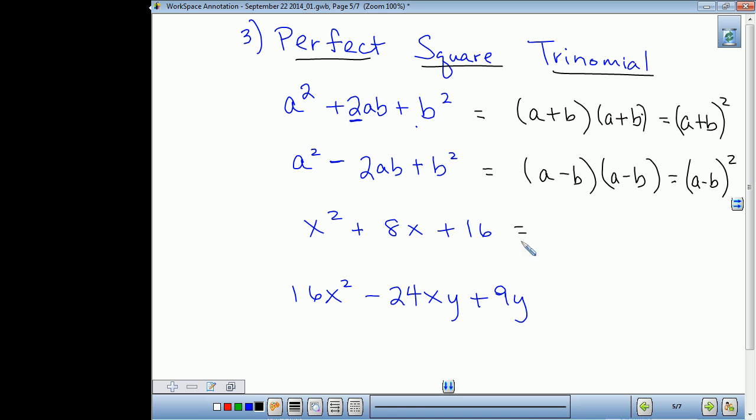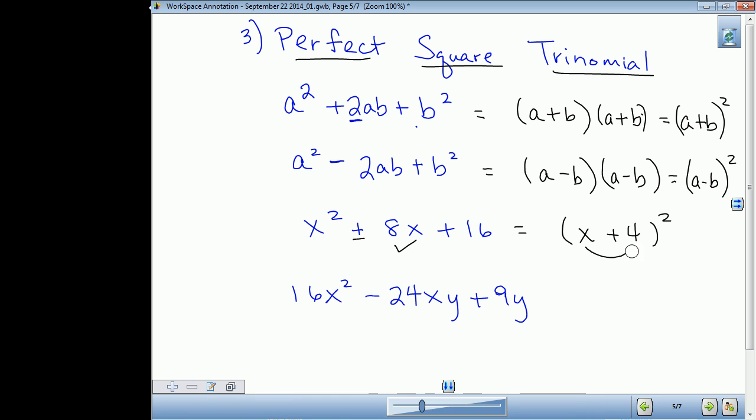Okay, so when it's 3 terms, and we notice that the first term is a perfect square, and we notice that the last term is a perfect square, we're going to try to write it as a binomial squared. What is the square root of x squared? X. What is the square root of 16? 4. And because this is positive, this should be positive. Because remember when we were squaring binomials, we square the first, we double the product. If I double this product, do I get that middle term? Yes. And we square the last one.